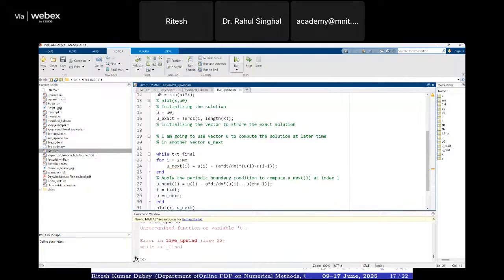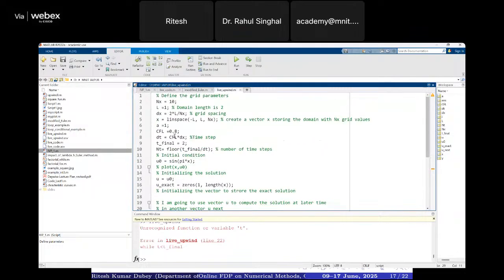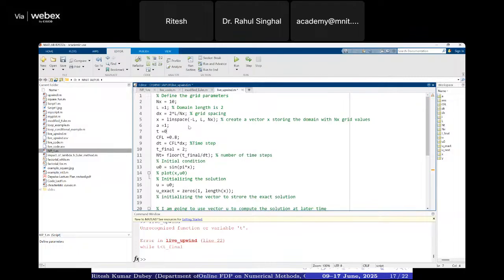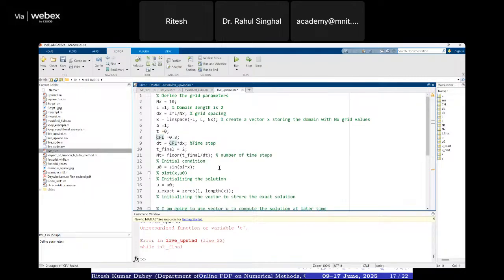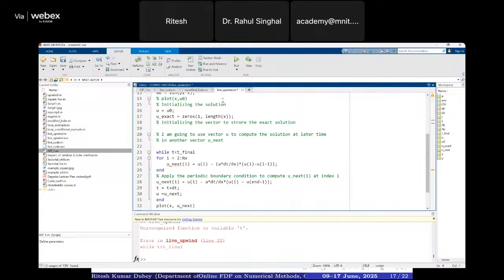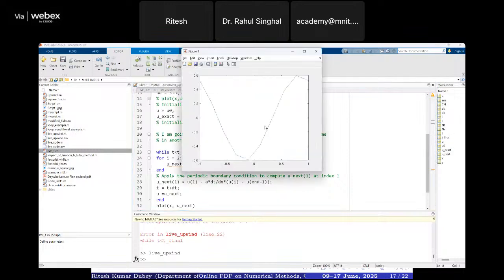Let me check if it is working fine. What is t? T is not defined. So we have to define t also, because t is the initial point, t equal to 0. Now I think we can run this code. Now this is the solution which we got.